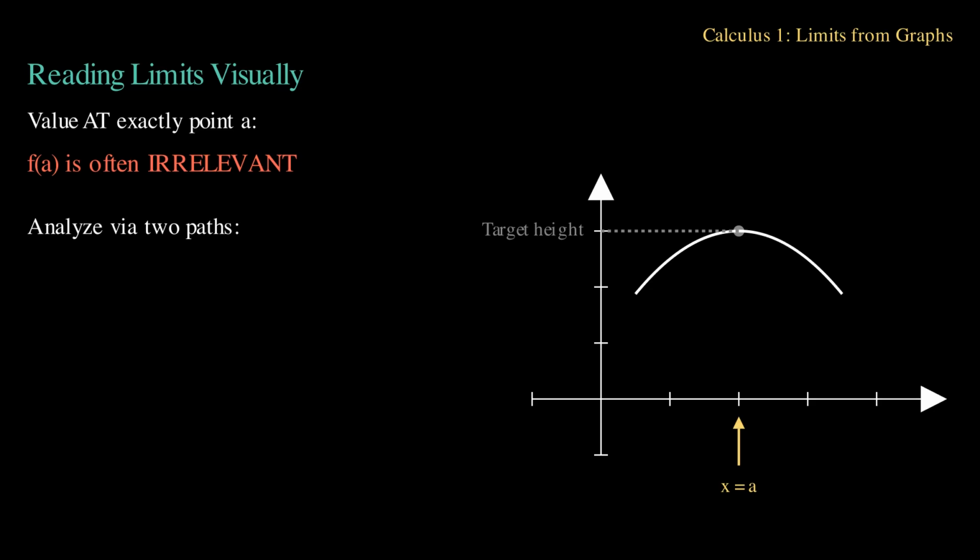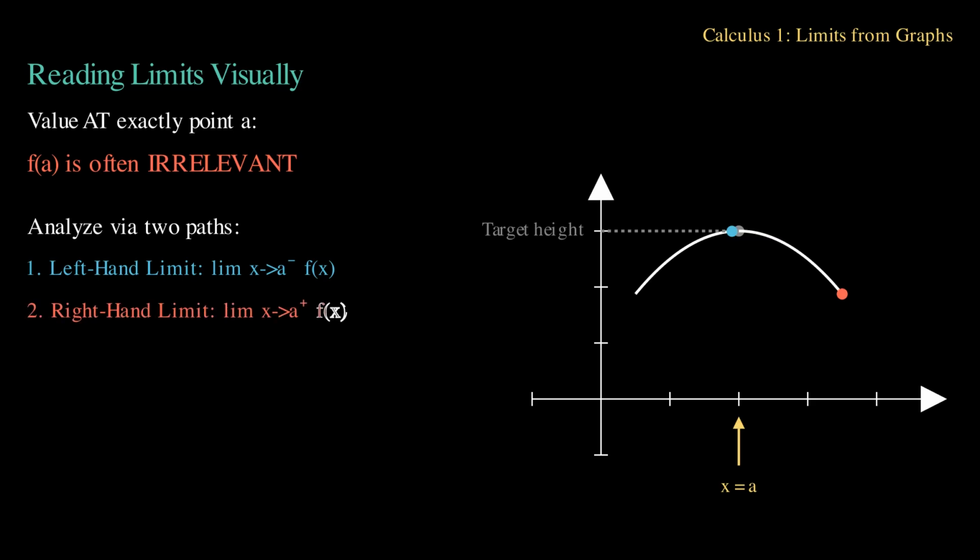To rigorously analyze these complex points, we split our approach into two distinct directional paths. First, the left-hand limit, written with a negative superscript, tracks the function's height as x approaches from values smaller than our target. Second, the right-hand limit, written with a positive superscript, tracks the approach from values larger than our target. For a standard two-sided limit to exist, these two independent paths must align perfectly and converge at exactly the same height. If they don't, the two-sided limit definitively does not exist.